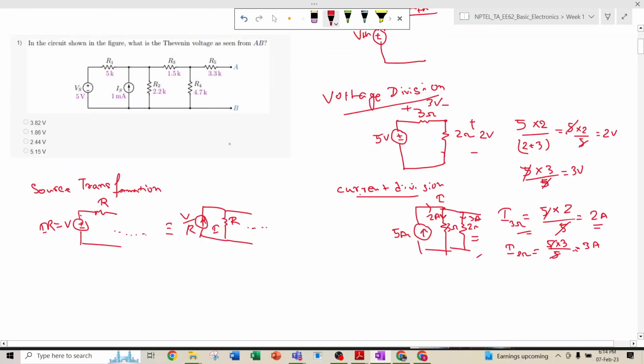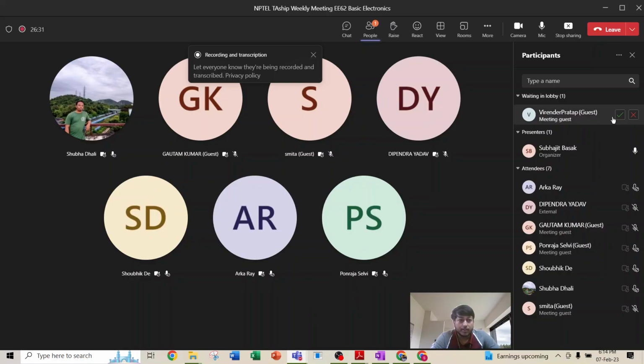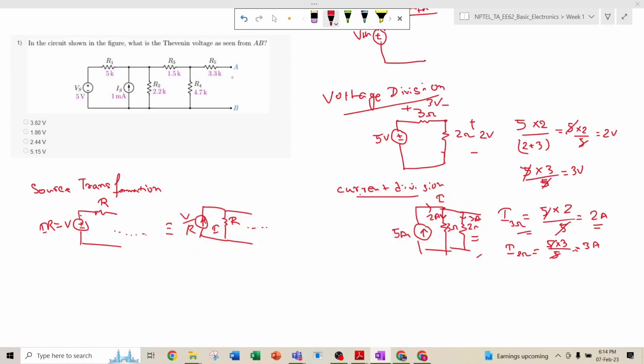So for this question, here they are asking what is the Thevenin voltage seen from AB. So Thevenin voltage is nothing but the voltage seen from the A and B terminal, that is this open circuit voltage. Whatever we are seeing as the open circuit voltage from there, that is known as the Thevenin voltage. To solve this problem, we will do it step by step.